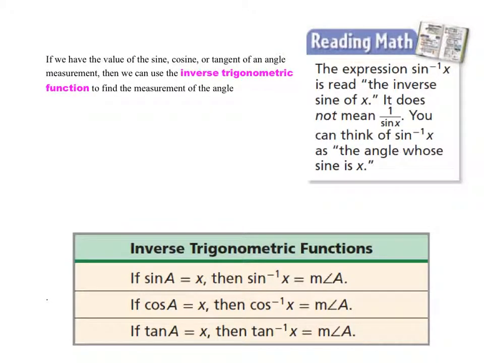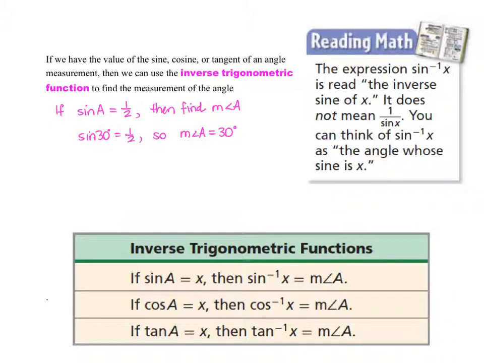If we have the value of the sine, cosine, or tangent of an angle measure, then we can use the inverse trigonometric function to find the measure of that angle. For instance, if we know that the sine of angle A is equal to 1/2 and we want to find the measure of angle A, we might remember that we learned about special right triangles where the sine of the 30-degree angle of a right triangle is 1/2. And we remember that all 30, 60, 90 triangles are similar to one another, so that means that the measure of angle A must be 30 degrees.